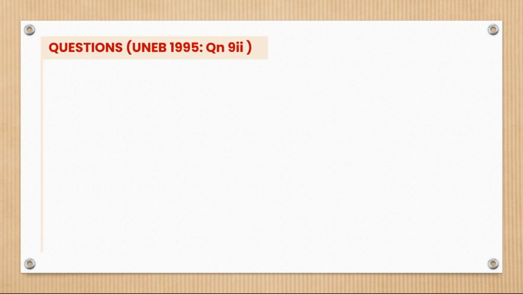Alright, so another question. So this is a question from UNEB 1995. This was question 9.2. Now we're going to look at an example where integrating by parts is simply just a step. So we're being told to find the integral of 3 to the power root of 2x minus 1 dx.